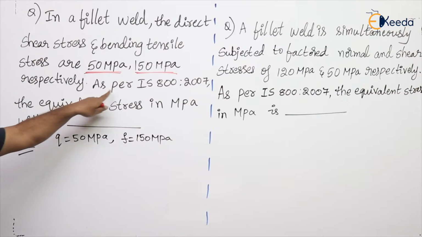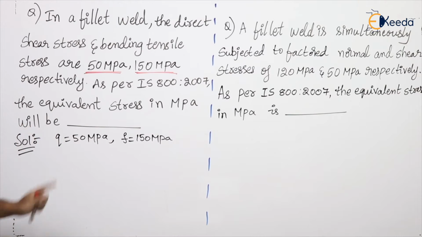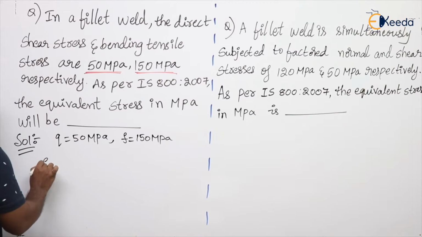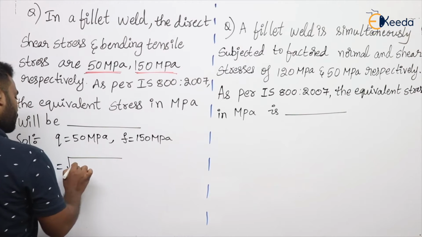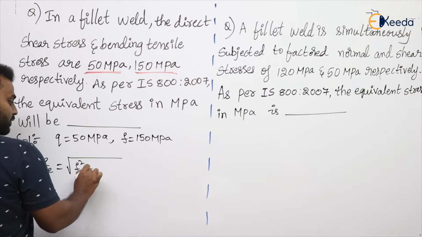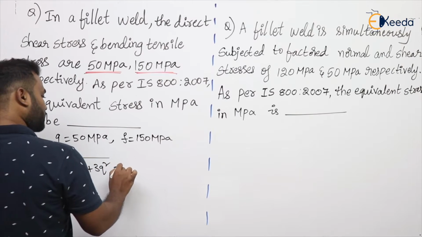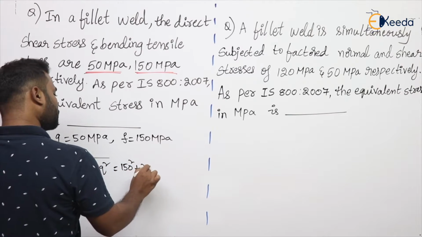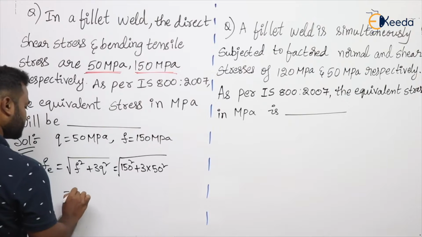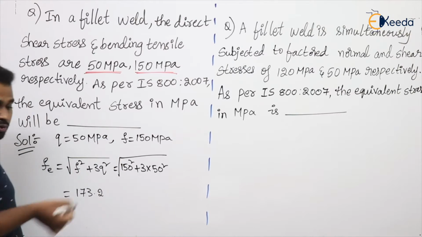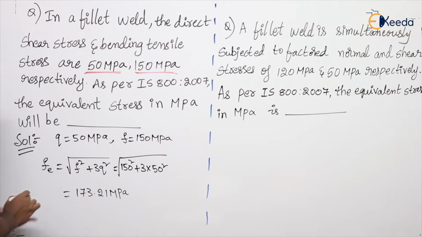Now what is being asked? As per IS 800 2007, the limit state code, the equivalent stress in MPa will be... So the equivalent stress formula. Equivalent stress we represent with Fe. The formula mentioned in the code book is root of F square plus 3Q square. Upon simplifying these values, F is 150, so 150 square plus 3 into 50 square. We get the equivalent stress as 173.21 MPa. This is the answer.